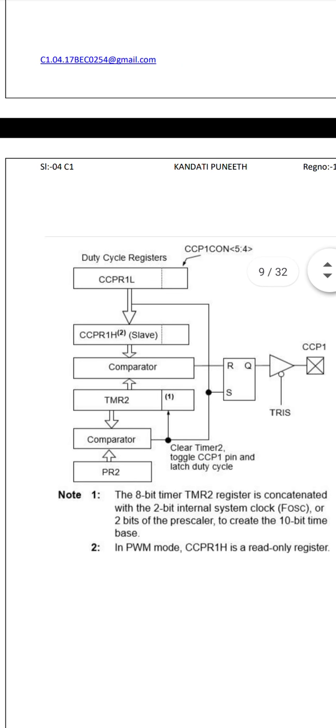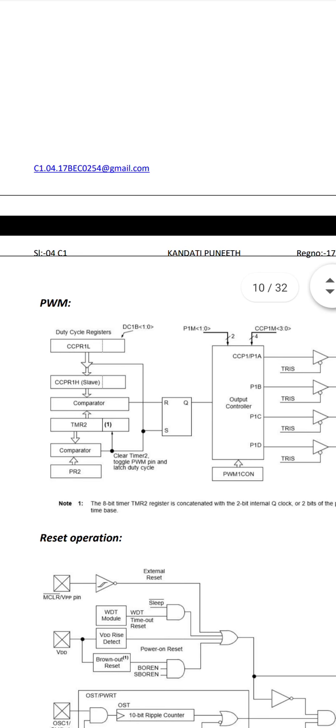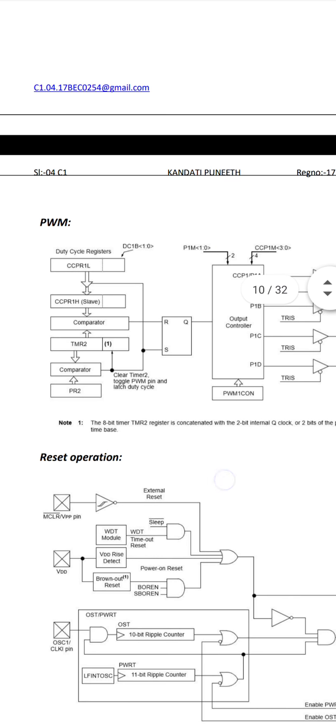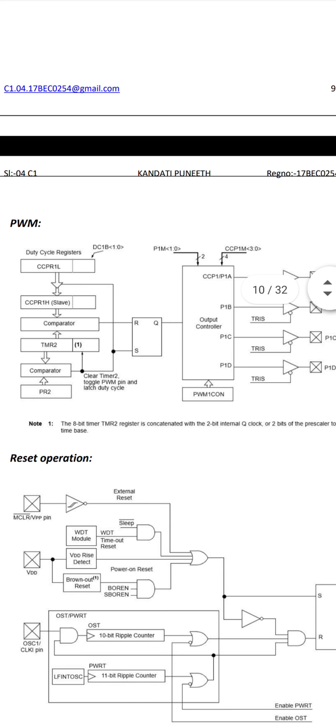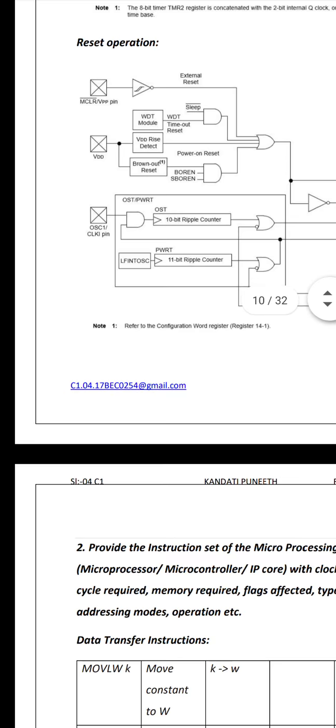And this is the block diagram. And coming to next, this is the PWM. And we have to remember the note that the 8-bit timer TMR2 register is concatenated with the 2-bit internal Q clock. And this is the reset operation, refer to the configuration word register. This is the reset operation.